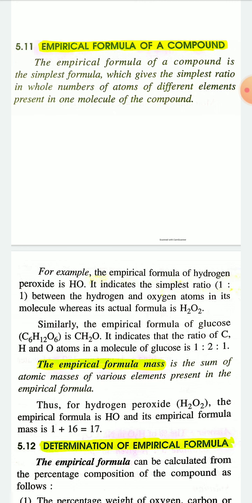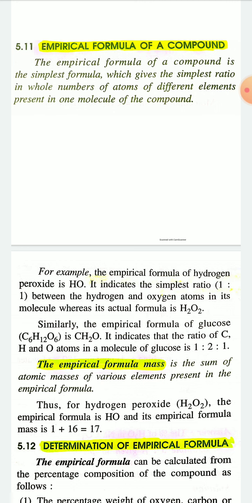You know the chemical formula of glucose is C6H12O6. This is the chemical formula of glucose. According to this formula, in one molecule of glucose there are 6 carbon atoms, 12 hydrogen atoms, and 6 oxygen atoms.